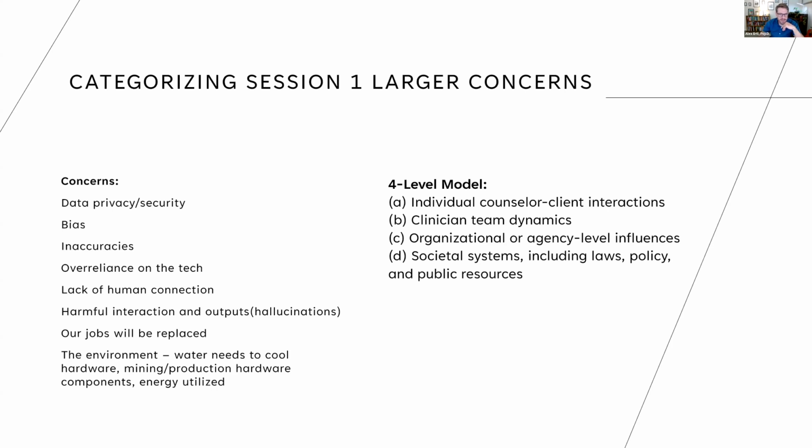I see A, so individual client-counselor interactions. Pretty consistently, people are perceiving this as really an individual client concern. And I appreciate that, yeah, that's probably most relevant here. Like, if my client's information gets leaked in a data breach, then they're potentially going to have some direct negative consequences. I also see a lot of people saying D, societal systems, including laws, policy, and public resources.